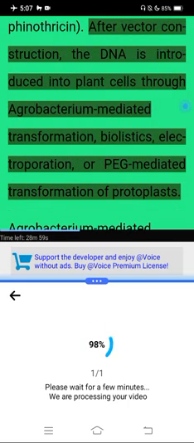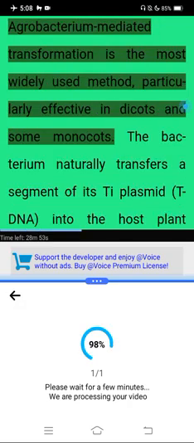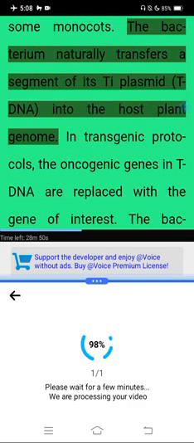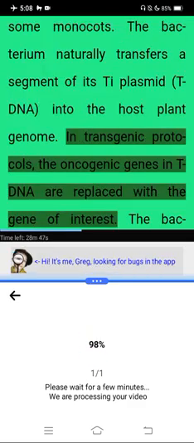After vector construction, the DNA is introduced into plant cells through agrobacterium-mediated transformation, biolistics, electroporation, or PEG-mediated transformation of protoplasts. Agrobacterium-mediated transformation is the most widely used method, particularly effective in dicots and some monocots. The bacterium naturally transfers a segment of its Ti plasmid, T-DNA, into the host plant genome. In transgenic protocols, the oncogenic genes in T-DNA are replaced with the gene of interest.